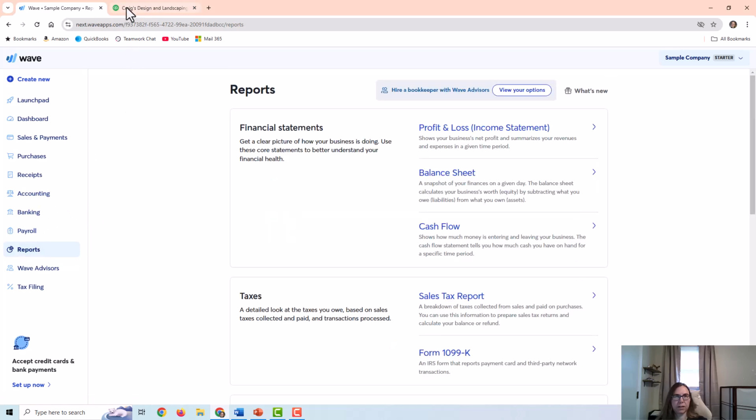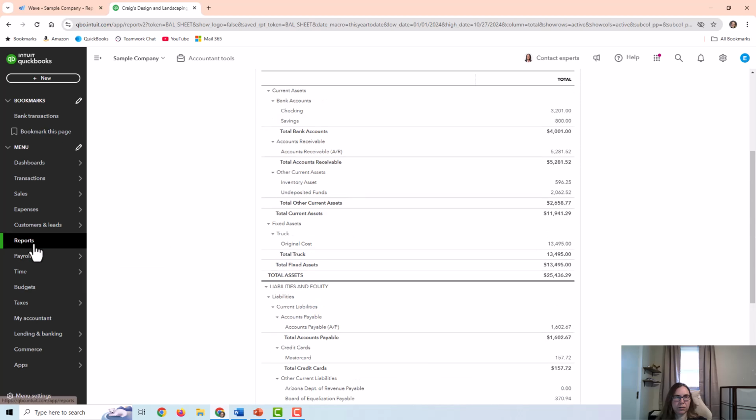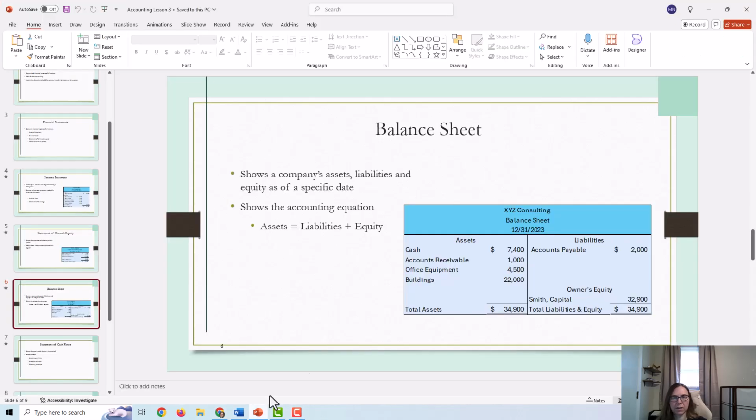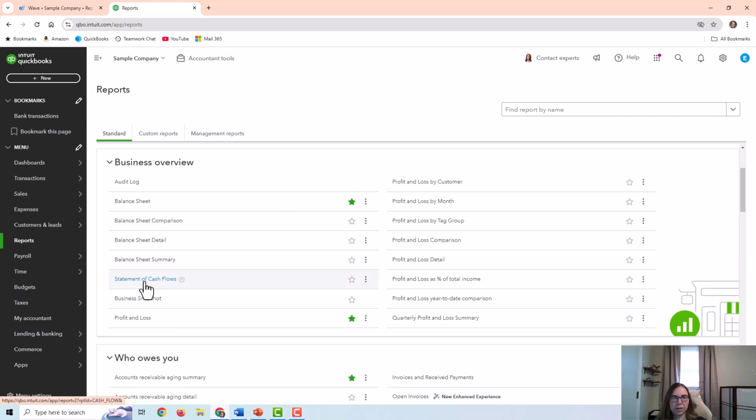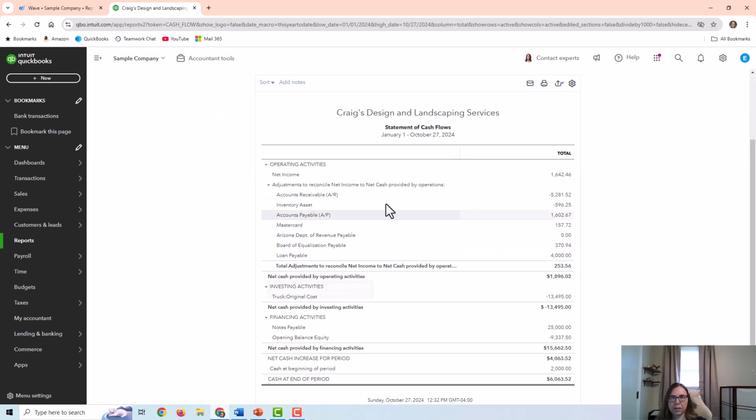Let's now look at the statement of cash flows. And in the lesson, all I said was it shows changes in cash, and it's divided into 3 sections. So let's look at that. We're going to look at it in QuickBooks first. Here's the statement of cash flows. Here's the operating section. Here's investing, and here's financing. And then down at the bottom, you've got the net cash increase for the period, and cash at the end of the period, cash at the beginning of the period.